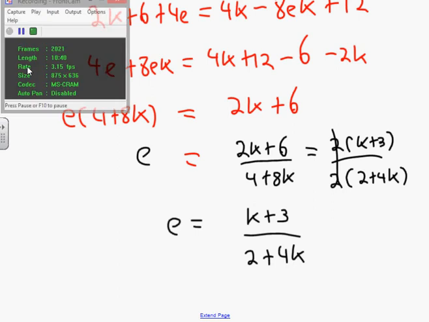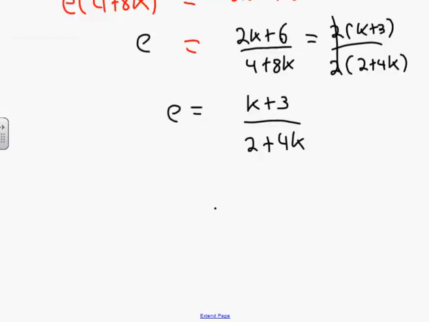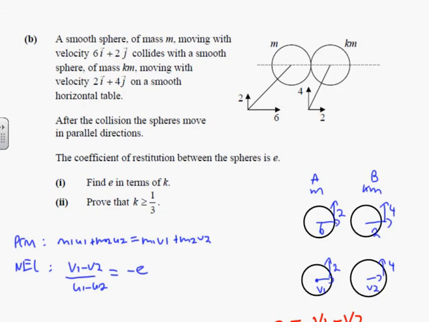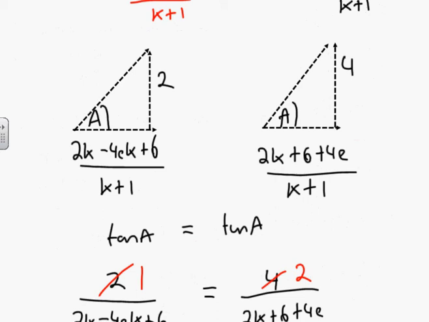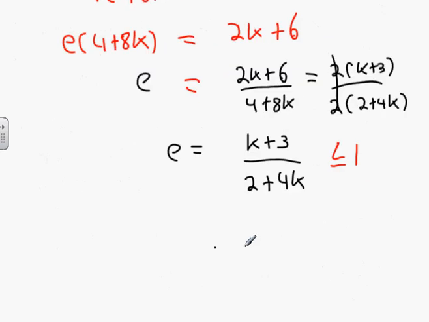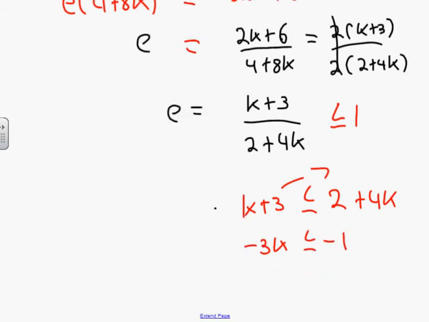Okay guys, so the e value has to be less than 1, right? Or technically less than or equal to 1, because it's a less than or equal sign. Cross multiply: k plus 3 is less than or equal to 2 plus 4k. Bring the 4k over to the other side, we get minus 3k. Bring the 3 over to the other side and we get minus 1. 3k is greater than or equal to 1. Multiply both sides by minus; what this does is reverse the inequality. k is greater than or equal to a third.